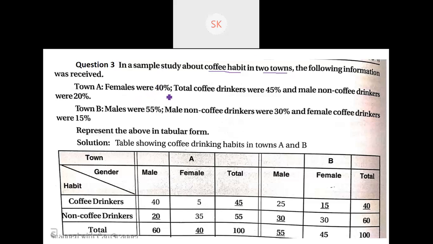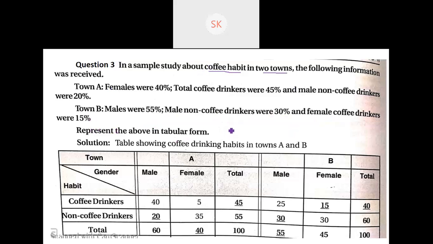Females were 40%. Total coffee drinkers were 45%. Male non-coffee drinkers were 20%. Again in town B, males were 55%. Male non-coffee drinkers were 30%. And female coffee drinkers were 50%. Represent the above in tabular form. So too much data is given with percentages.